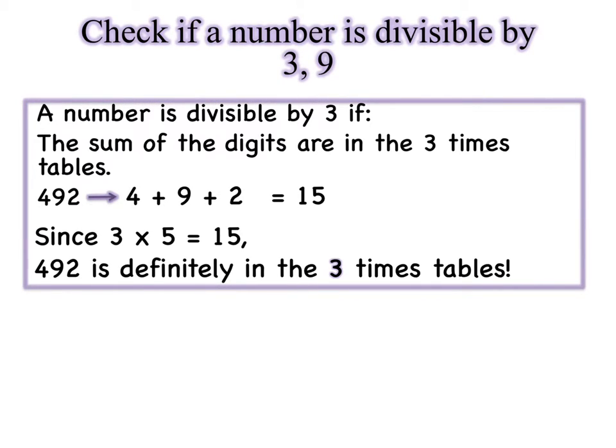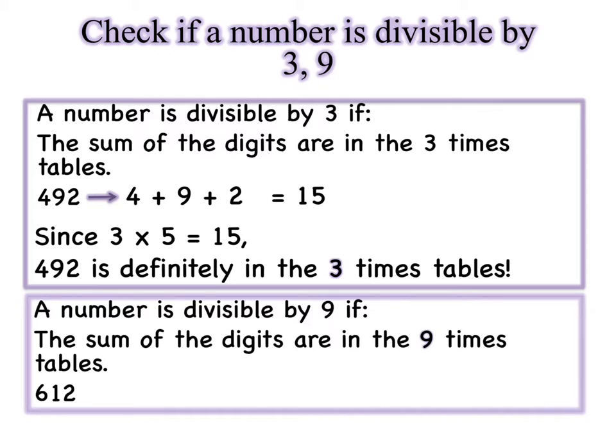If I look at divisibility by 9, a number is divisible by 9 if the sum of the digits are in the 9 times tables. So basically, it's exactly like divisibility by 3, but just this time if it's in the 9 times tables. So here goes. 6 add 1 add 2 is 9, and therefore 612 would be in the 9 times tables because the sum of its digits are in the 9 times tables.